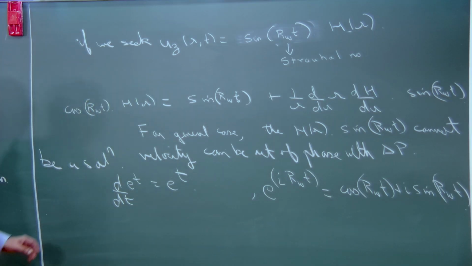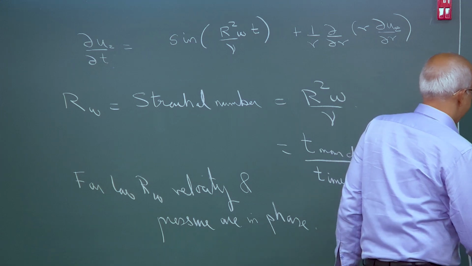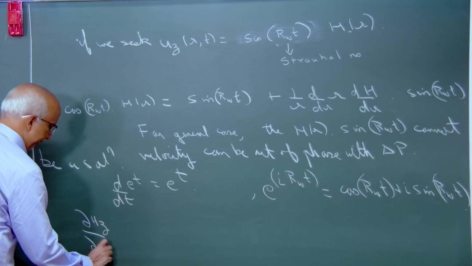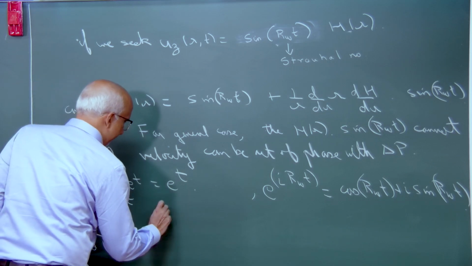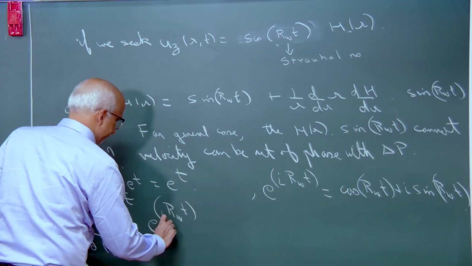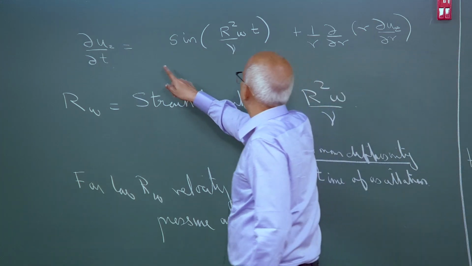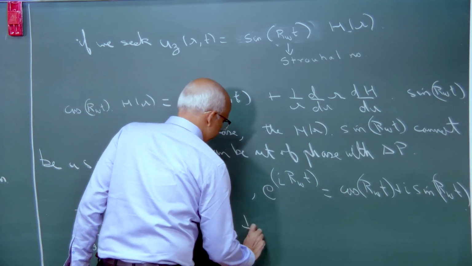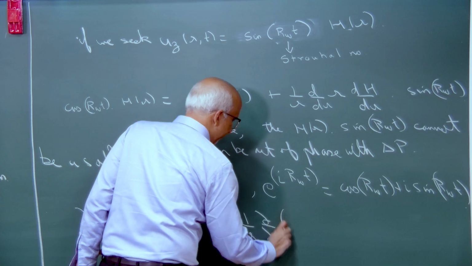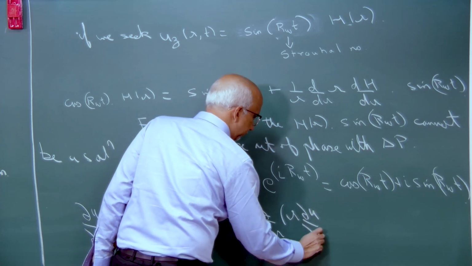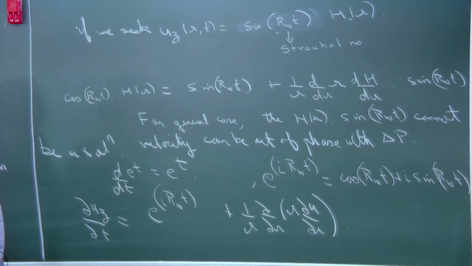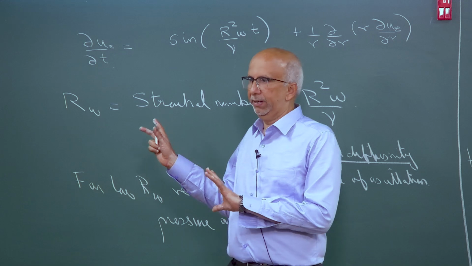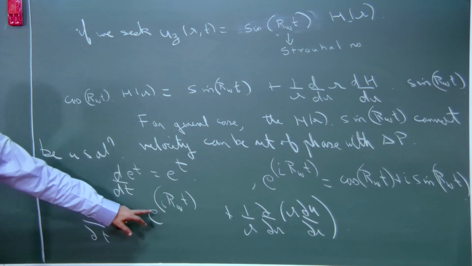Now, I am going to go back here and say, look, let me solve this problem. Let me solve the problem by du z by dt equals e power I r w t. du z by dt is, I am going to replace the sine by r w t, plus 1 by r d by dr of r du by dr. Okay. So, in the same problem which I had, instead of sine, I've just put the exponential function.